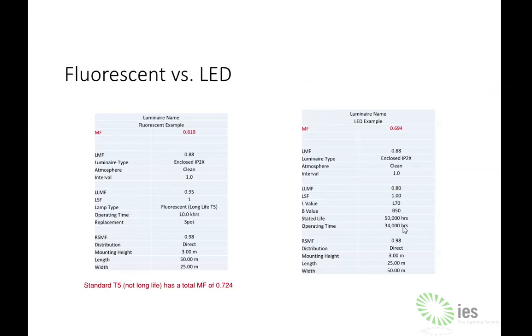That's interesting. As I mentioned, a standard T5, not long life, is still beating our LED.